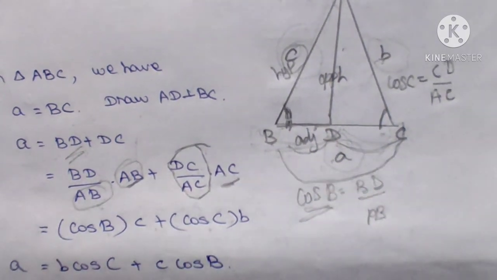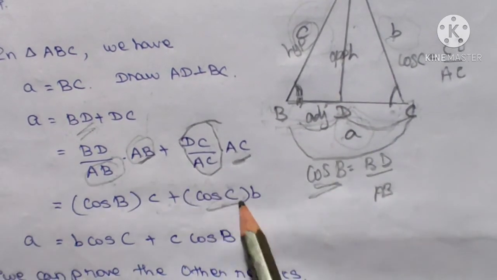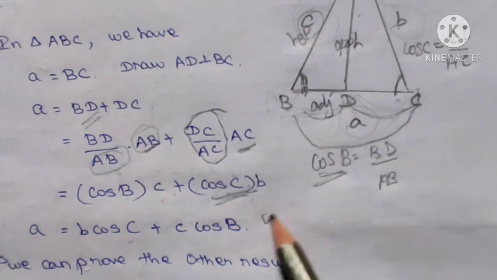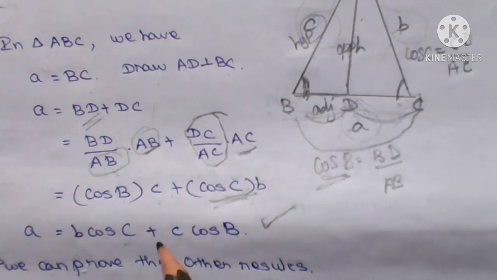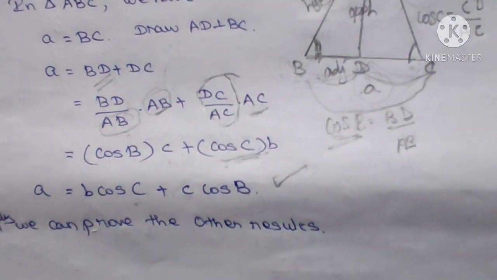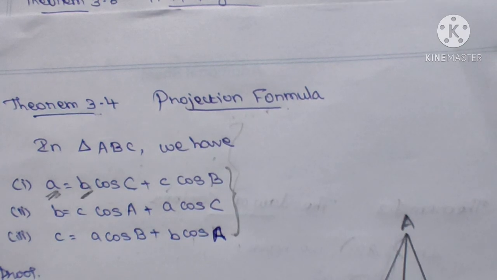Next line. So a is equal to, first you write b: b cos C plus c cos B. This is the proof part. a is equal to b cos C plus c cos B. Similarly, we can prove the other results. Hence proved. Dear students, take the notes and study thoroughly the theorems. Thank you, students.